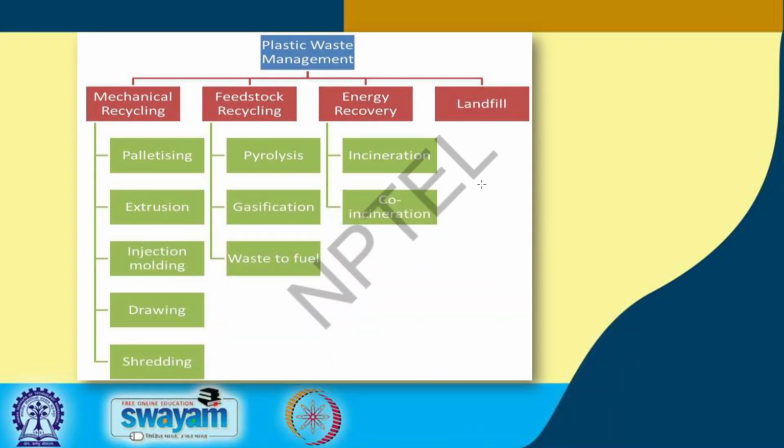So that wire we can cut into different sizes of pellets. That also we can use as a raw material. The same pellet can be used in injection molding, drawing, and shredding. This kind of plastic manufacturing technique we can use as a mechanical recycling option.